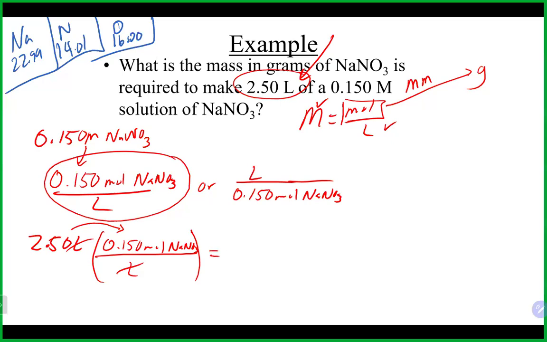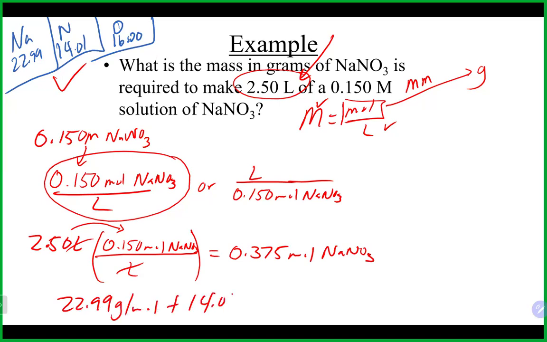That is going to get us here: 2.5 times 0.150. We'll have 0.375 moles of sodium nitrate. Once again, we're close to what we want, but we do want grams. So that's going to require us to come up here and do a little molar mass. We got 22.99 for our sodium, 14.01 for our nitrogen, and 3 oxygens at 16 in this case. That's going to give us 85 grams per mole.